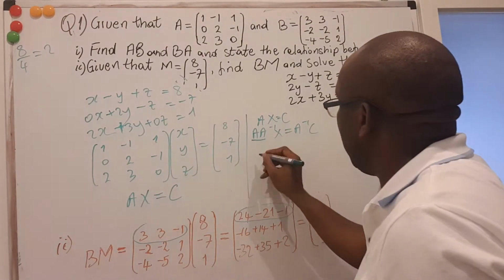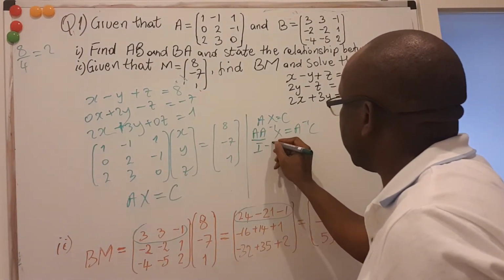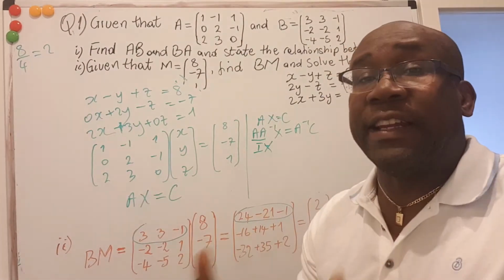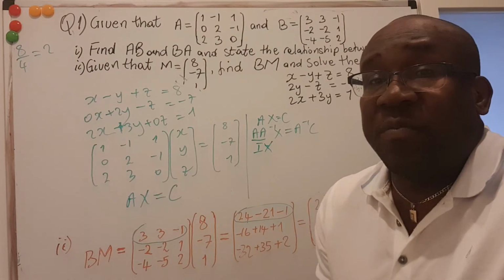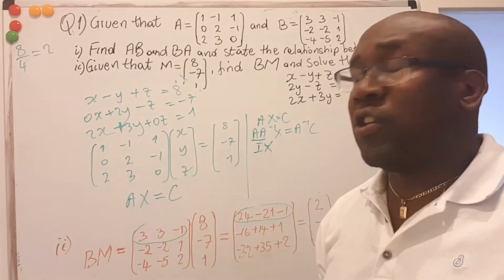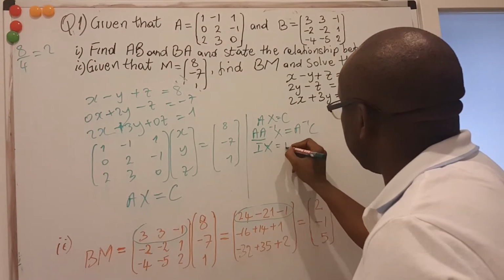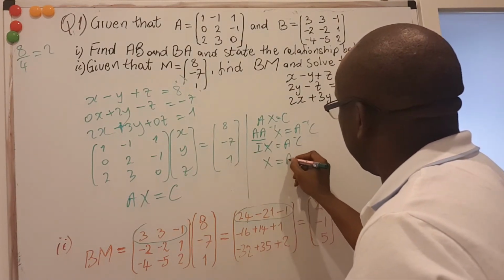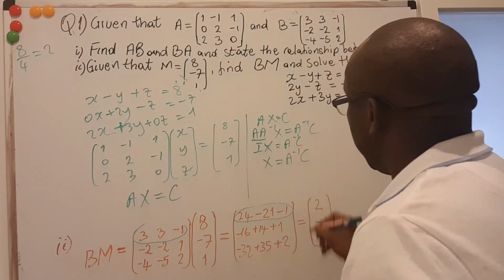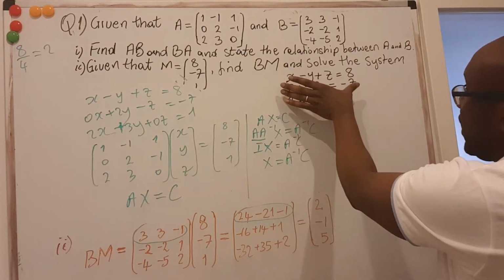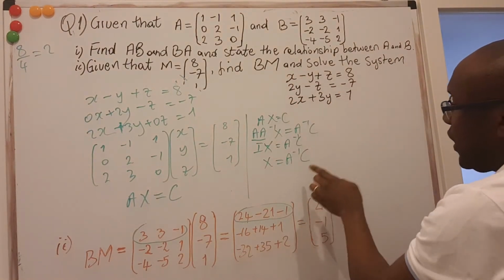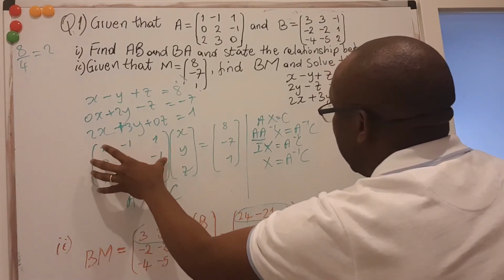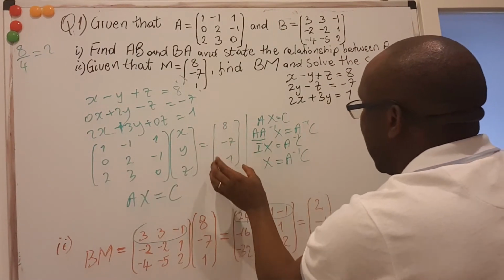But we know that if you do this, this one becomes I. We've already seen that a matrix multiplied by its inverse gives you an identity matrix. An identity matrix means it doesn't change the matrix that it multiplies. So this is A inverse C, and x by identity is just x. So to get these x's, which are the solution of this system of equations, it simply means take the inverse of this matrix A and multiply by the constant that you have here.